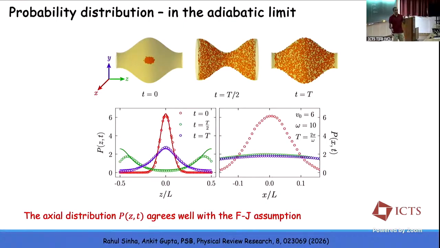By the way, this is in the adiabatic limit. That means the frequency omega is very small. So in the adiabatic limit, the assumption that we made works well. And of course, this is the probability distribution along the Z direction.